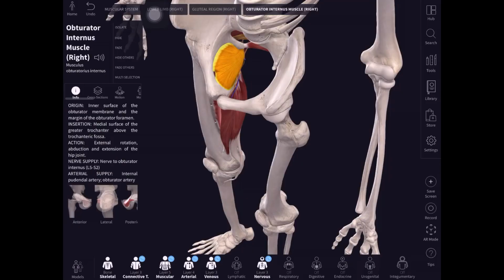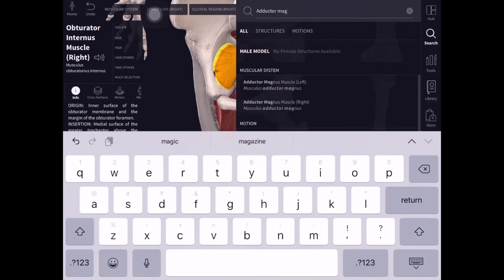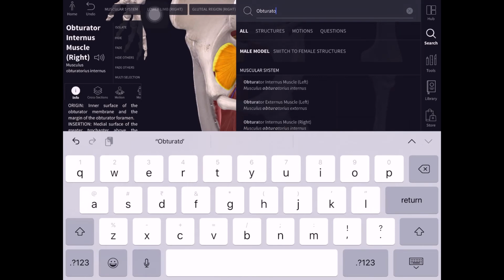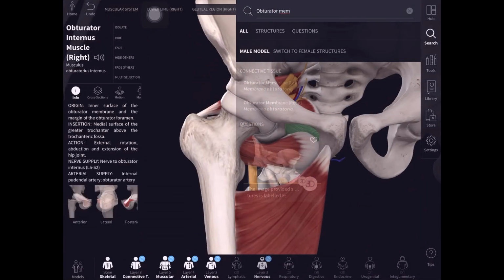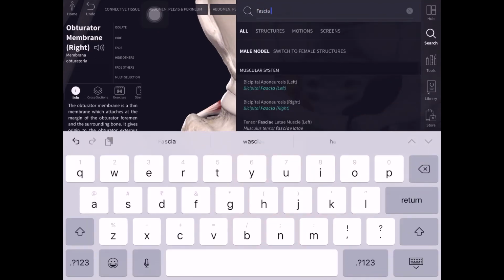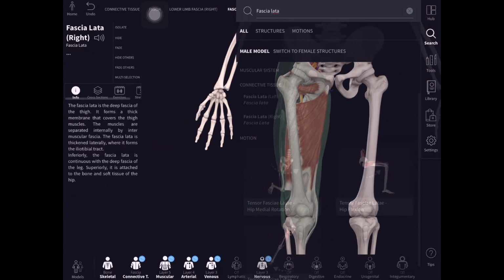So let us see the app now. We need the obturator membrane. Yeah, I got the obturator membrane. Then what we need? Fascia lata. Fascia lata, connective tissue. Fascia lata, right.